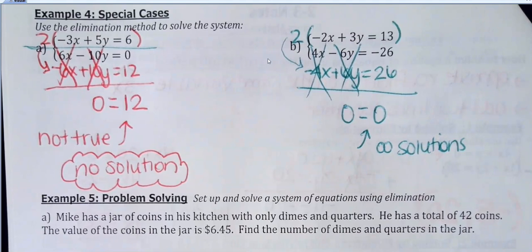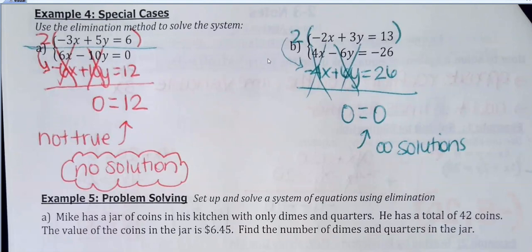But it's different than substitution. In substitution, if you get infinite solutions, you might get something like 4 equals 4 or 10 equals 10. If you're doing elimination, you will always get 0 equals 0 if you have an infinite solution system. Does anybody have a question?